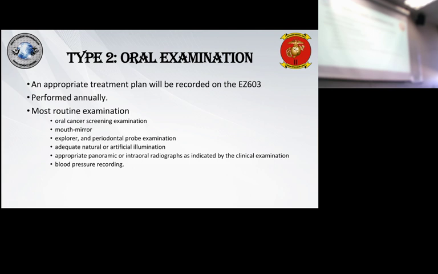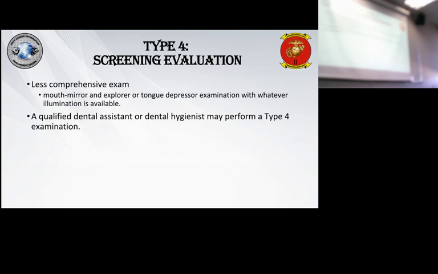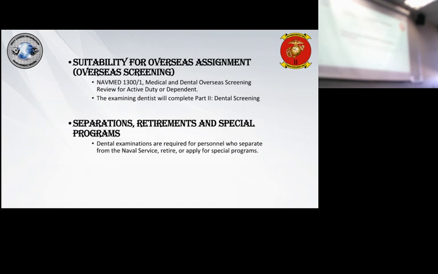Alright, type 2. Okay, know this form, EZ 603. Alright, that is that. And then type 3. Okay, we're doing diagnostic procedures. And then type 4, right? We need to get our little examination, and then we're ready to go. Okay. All right.